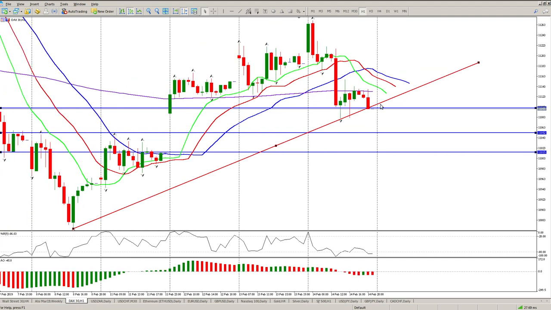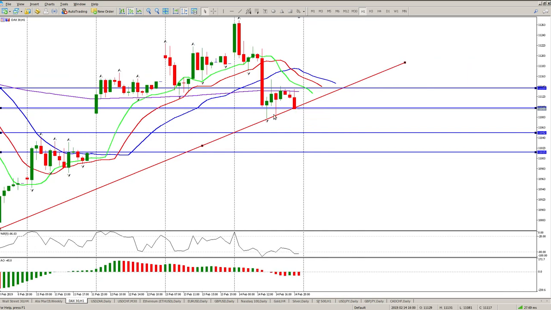For me at this stage, this is looking like a short, and your stop area is going to be above this consolidation here. So that's 11139, so 11139. Okay, so that's what it's looking like for me. I'm anticipating that we're going to get this gap close.